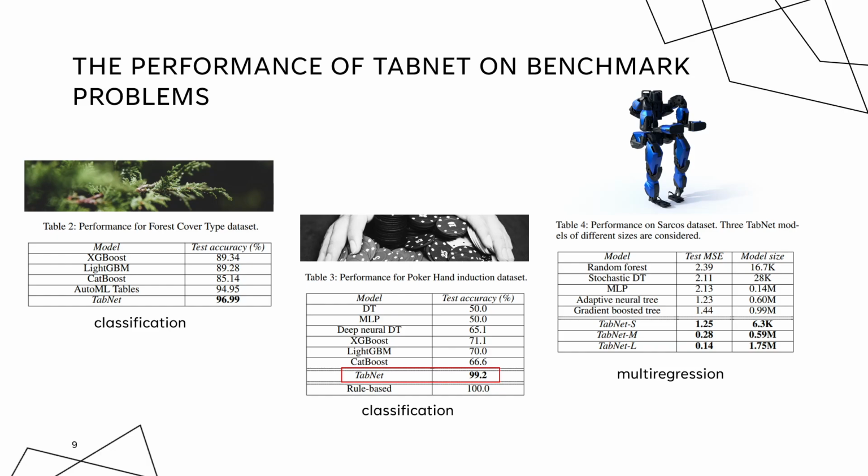And lastly, they also show that it can solve a multi-regression task on the Sarcos dataset. I say multi-regression because the task is using, if I recall well, 21 variables or features to predict another seven. So that's what I mean by multi-regression.